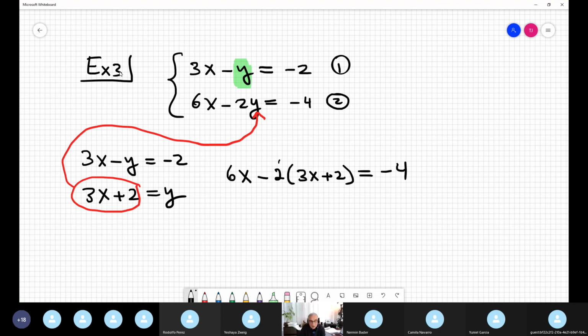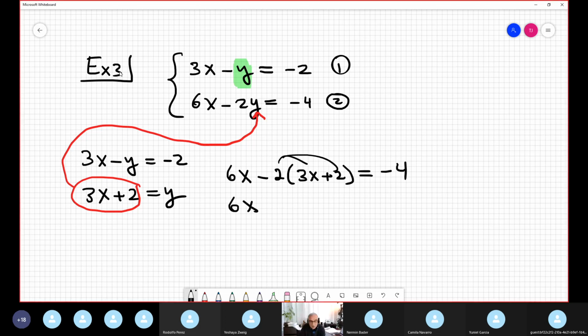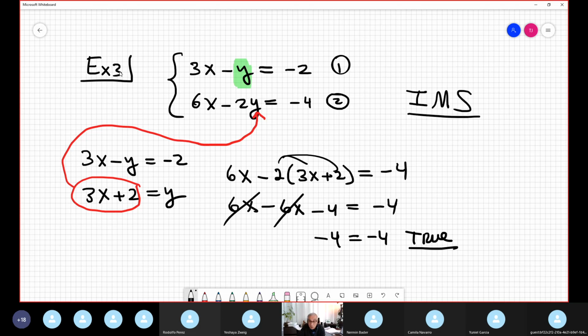Therefore, apply distributive, 6x minus 6x minus 4 equal -4. Again, this cancels out. Wow, but it's different because you get a true statement. Look, -4 is equal to -4 is true, and the interpretation is different.